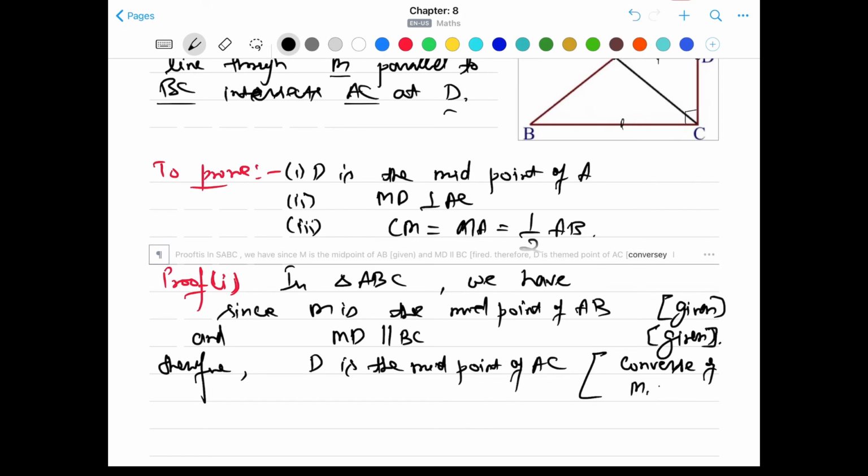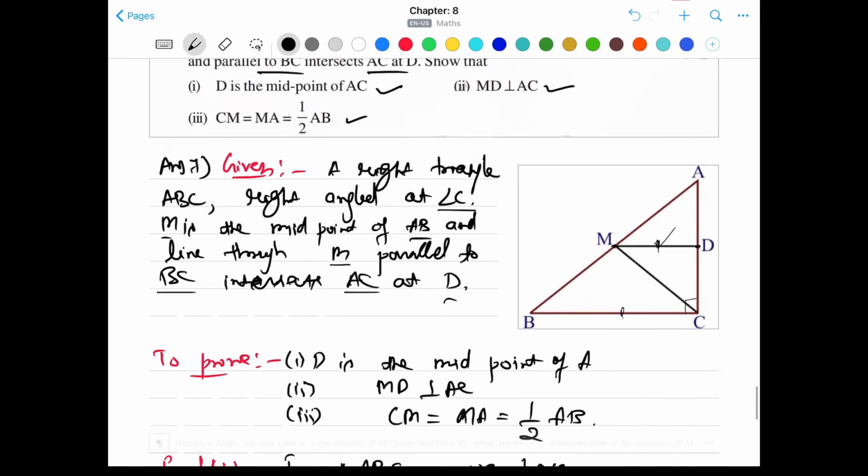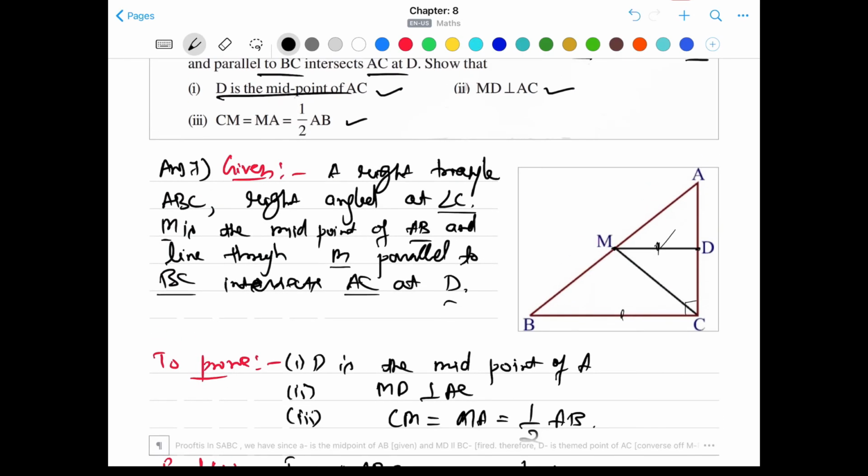of the midpoint theorem. Okay, the converse of the midpoint theorem says a line segment joining the midpoint of one side, parallel to the second side, will bisect the third side. So we have a line segment passing through M, which is the midpoint of AB, and MD is parallel to BC, so definitely D will be the midpoint of the third side AC. So we got the proof of part 1, that D is the midpoint of AC.